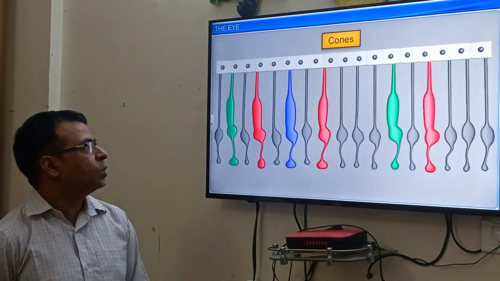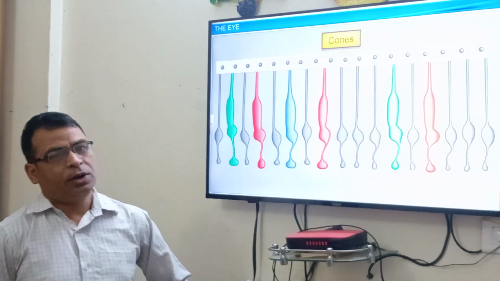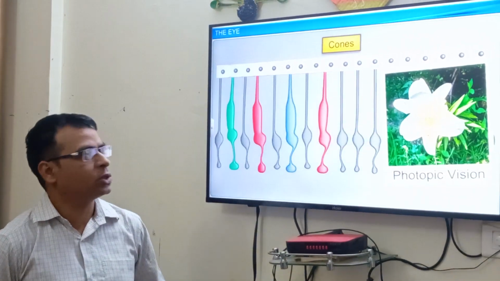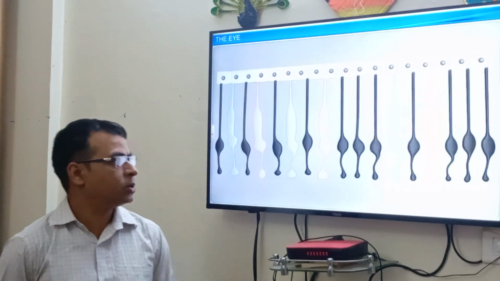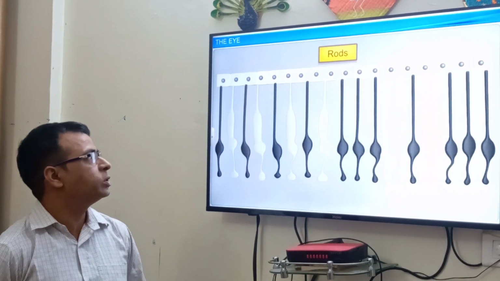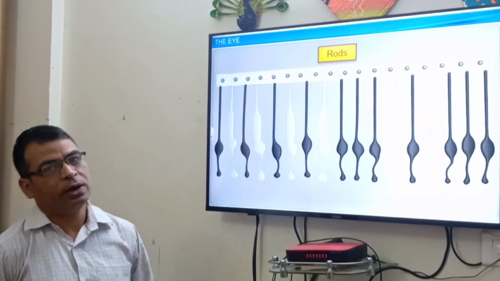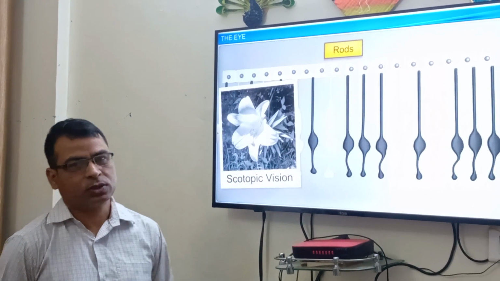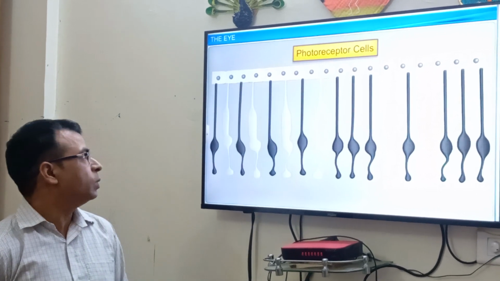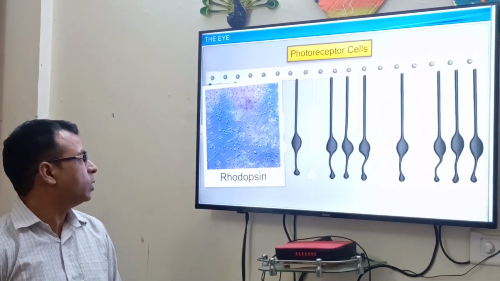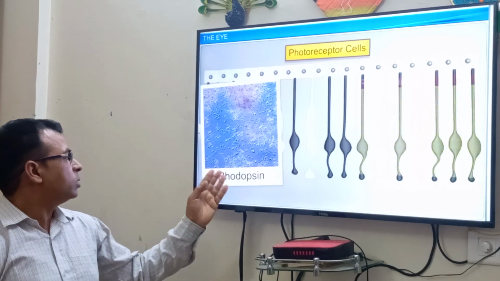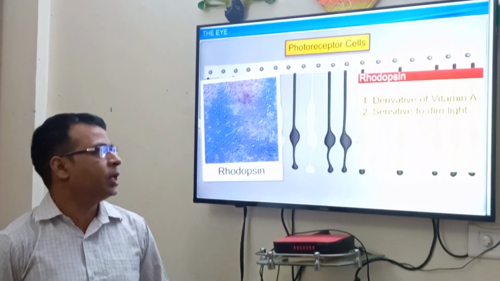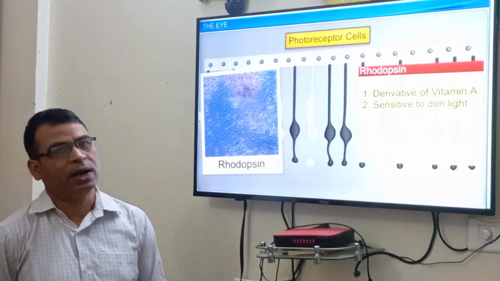These are the cones, which decide daylight vision, also called photopic vision and also color vision. So both depend on the cones. And rods decide dim light vision or twilight vision, also called scotopic vision. So in moonlight we can see through the rods. The rods have a protein, rhodopsin. It is a derivative of vitamin A, and it is sensitive to dim light.